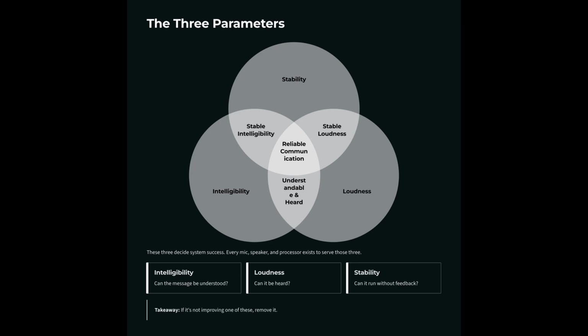When it comes to intelligibility, you need to ask yourself, can the message be understood? For loudness, could it be heard? For stability, can it run without feedback? Every mic, speaker, and processor exists to serve those three. If it's not improving one of these, then it doesn't belong in your design.